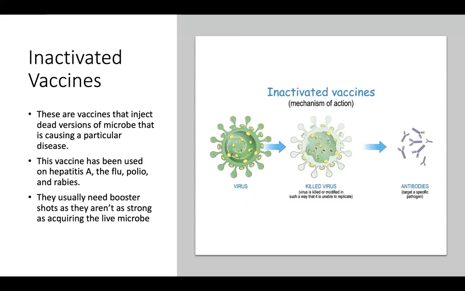Essentially, inactivated vaccines are vaccines that inject dead viruses, dead versions of the microbes of a particular disease, and they've been used for hepatitis A, the flu, polio, and rabies. And they usually need boosters because they're not as strong as acquiring the live microbe. Essentially, they'll take the killed virus and inject it into you, and through immunological responses, you'll create antibodies.